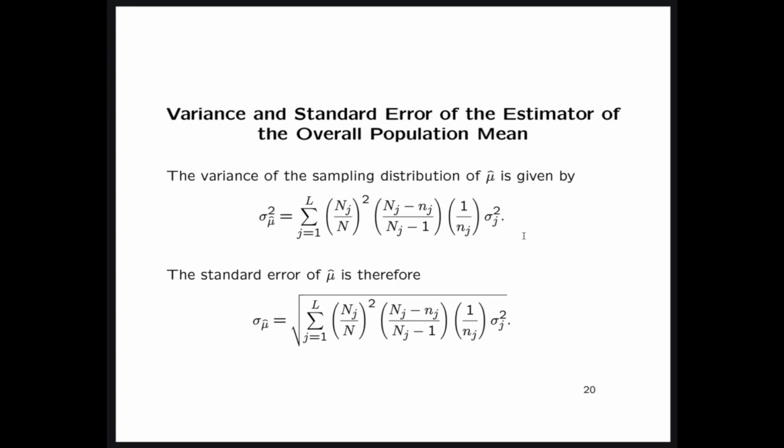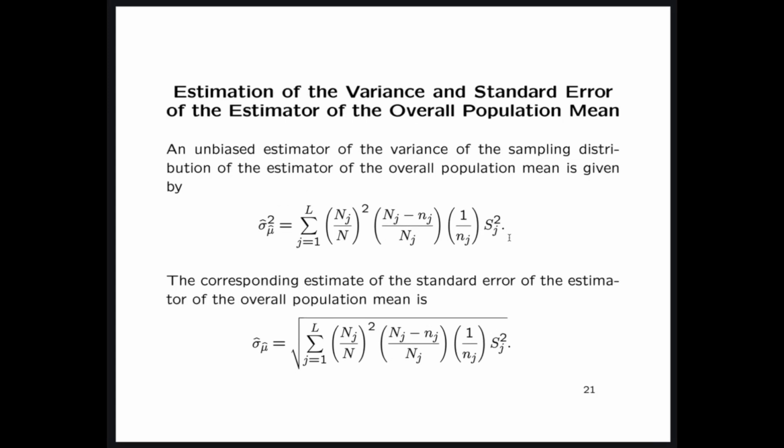And we do that by plugging in point estimates for the stratum variances. All right, and so this is what we're doing on this page to come up with estimates for the variance and the standard error of mu hat. One way to express the estimated variance of mu hat is in terms of the sample variances. Once we have this expression, we can take its square root to get the estimated standard error of mu hat.